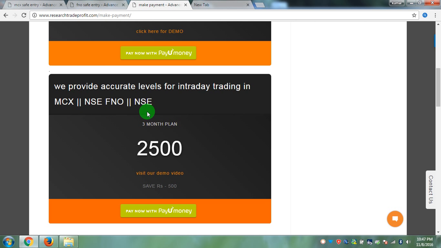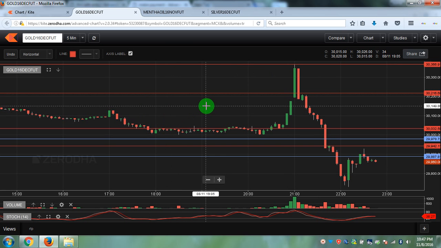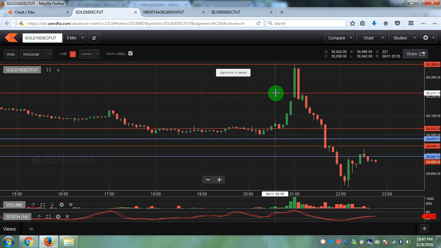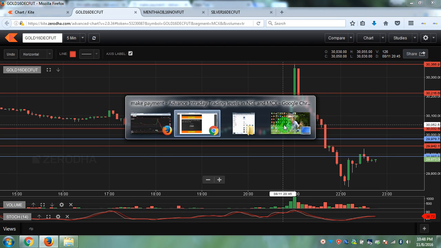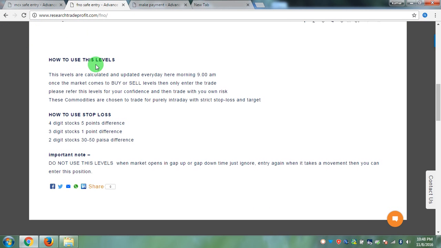Only thing is you have to be very careful while entering the market, not after entering the market. Once you draw the lines, just wait for the moment. Once the moment takes place, you can enter the market, and I am sure you will benefit more with these advanced trading levels available on our website.